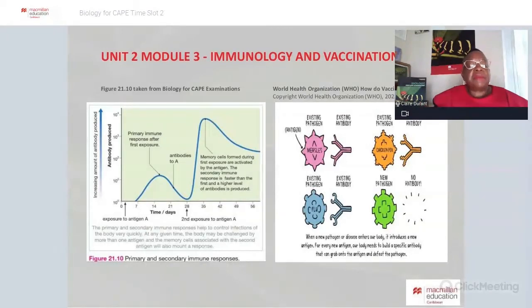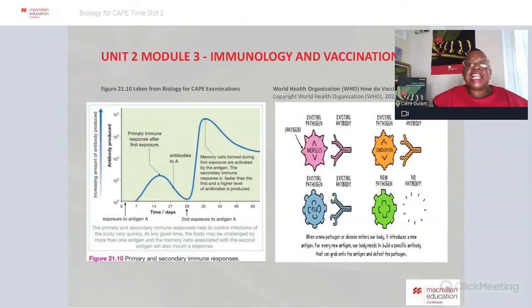But then, by the time you are exposed to the antigen the second time, there is a rapid increase in your body where the memory cells formed during the first exposure are activated by the antigen, and the secondary immune response is faster and higher than the first primary immune response.